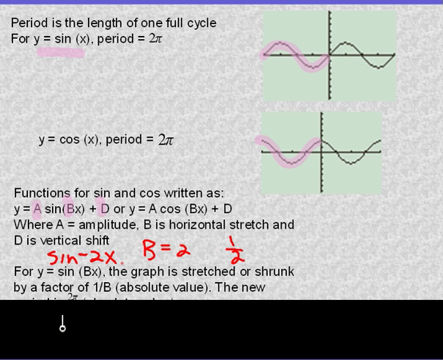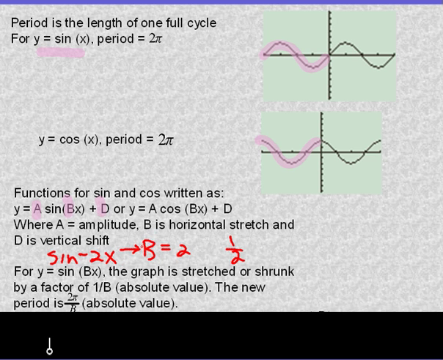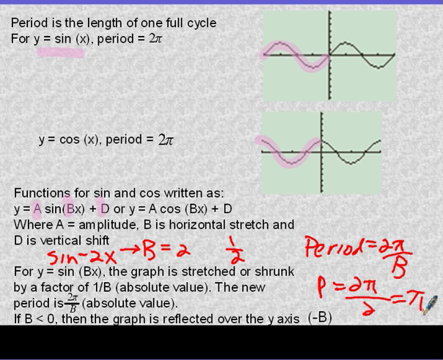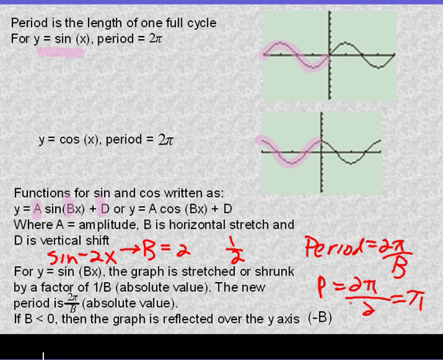But also, so I told you that b defines your period. How does it define the period? Well, the period is going to be 2 pi over b. So period equals 2 pi over b. So if you have a b is 2, your new period is going to be 2 pi over 2, or pi. And that makes sense to you. It's shrunk by 1/2. 1/2 of 2 pi is going to be pi.